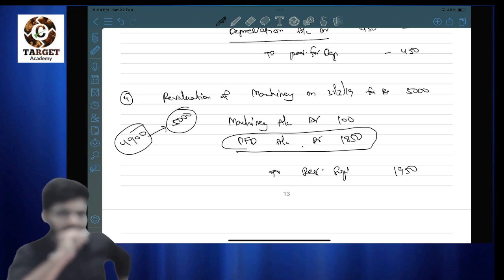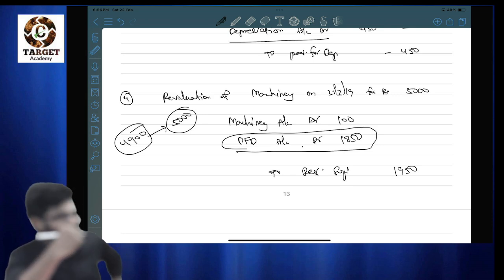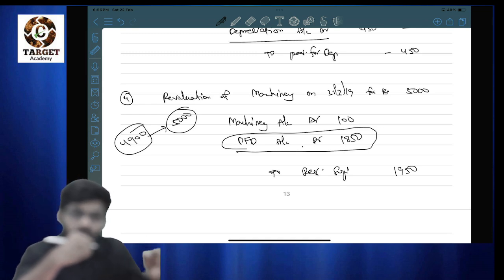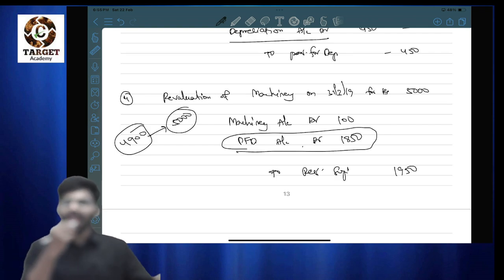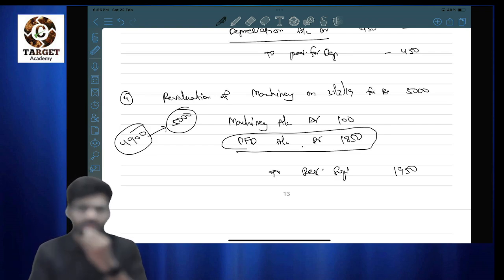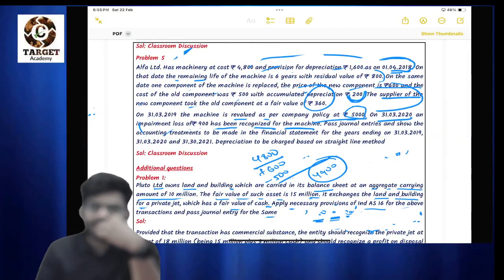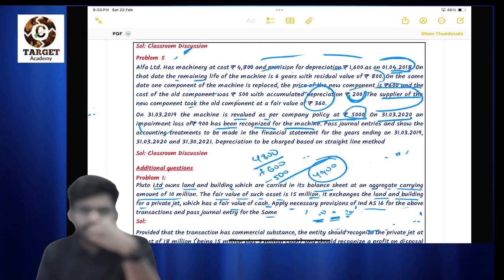Okay. Please calculate how much amount you should have transferred to the provision for depreciation account till now. First of all, please calculate the balance which is in the provision for depreciation. How much?